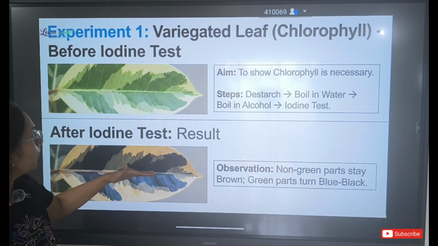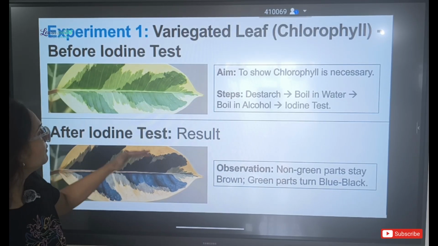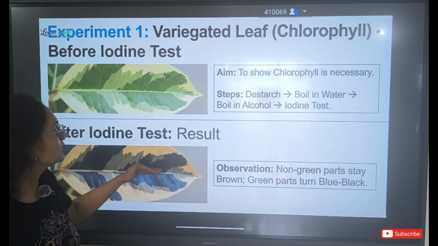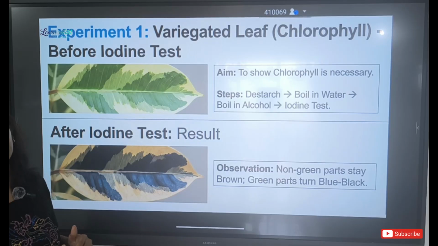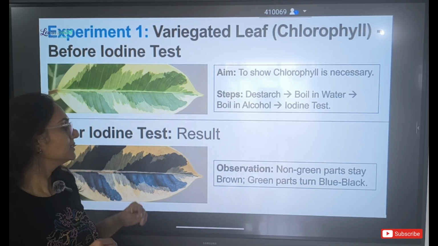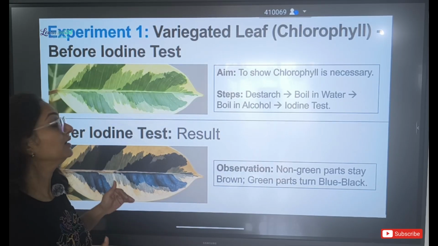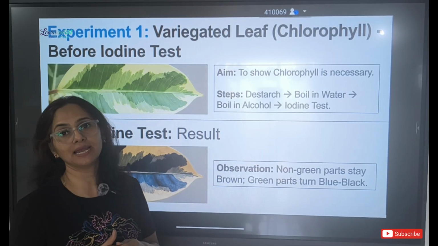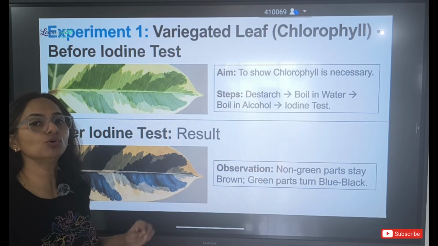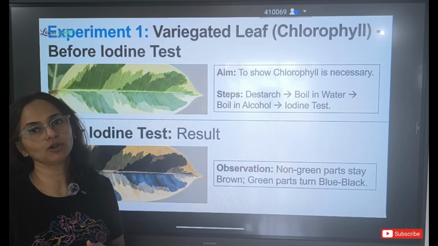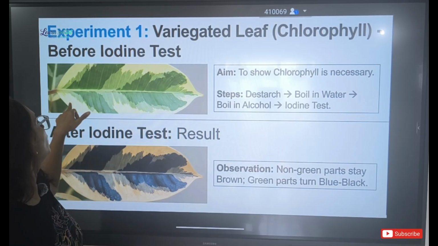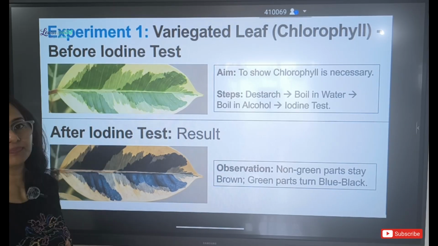So it is seen that only the part of the leaf where the green part, that means chlorophyll, was present, shows the iodine test; it becomes blue-black. But the other parts do not become blue-black, so they remain brown in color. This experiment shows that chlorophyll is important for photosynthesis. If there is no chlorophyll, then photosynthesis will not take place. Like photosynthesis did not take place in the leaf where chlorophyll was absent, right?